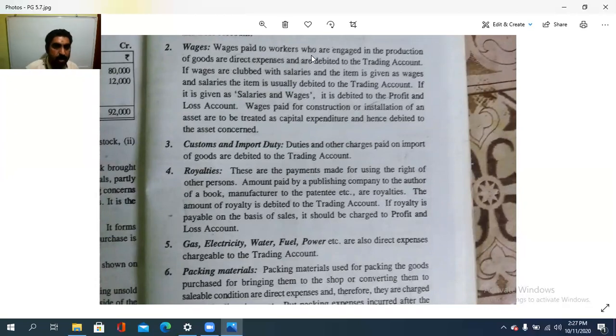If the royalty is payable on the basis of sales, it is charged to the profit and loss account. In the case of purchases, whatever charges come, all those direct expenses, where will they be shown? On the trading account debit side. If it is payable on the basis of sales, then it should be in the P&L account. Then gas, electricity, water, fuel, power, etc. are also all direct expenses chargeable to the trading account.